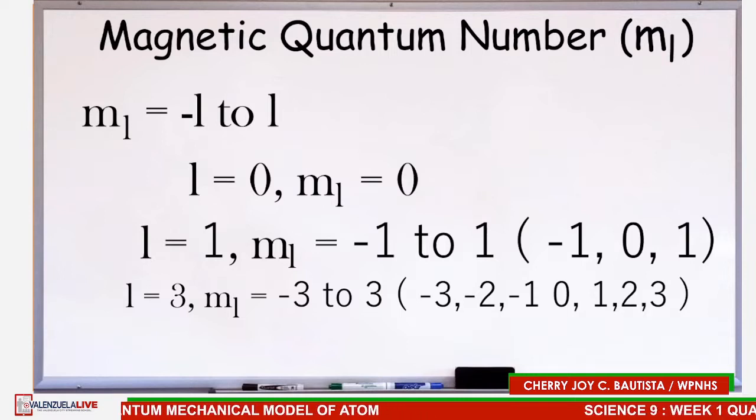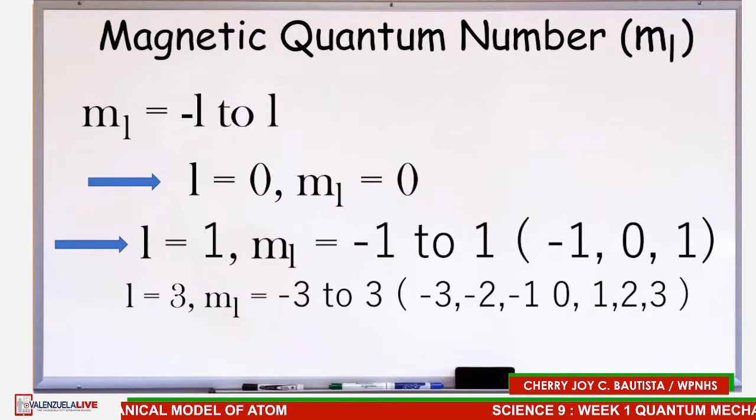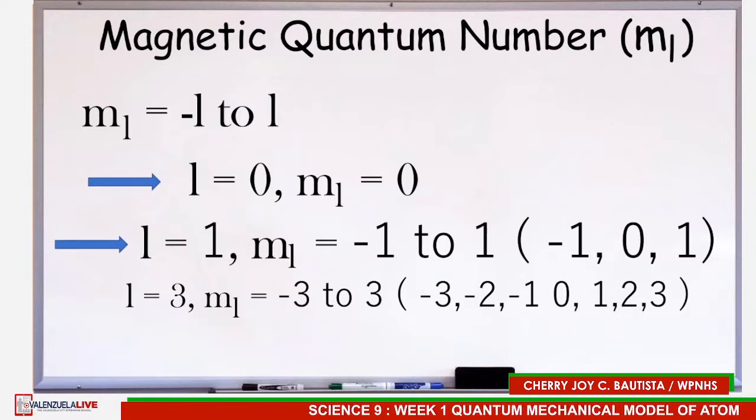So if l is 0, m sub l is 0. But if l is 1, that means m sub l would be a number between negative 1 and 1. So that could be negative 1, 0, and 1.